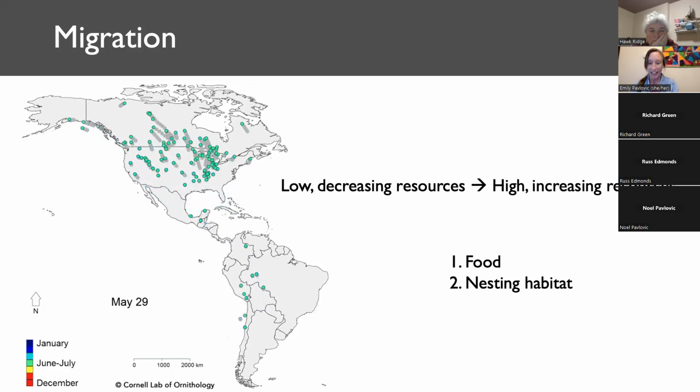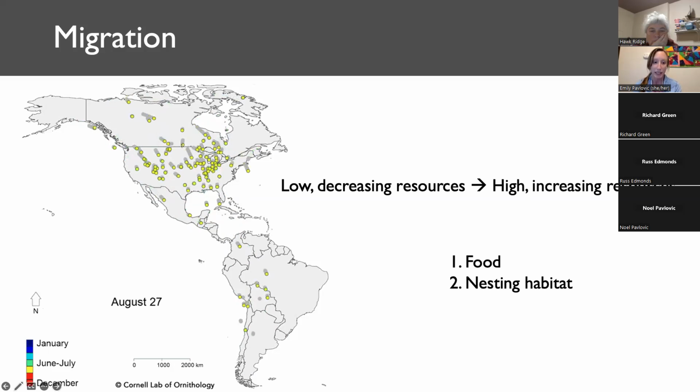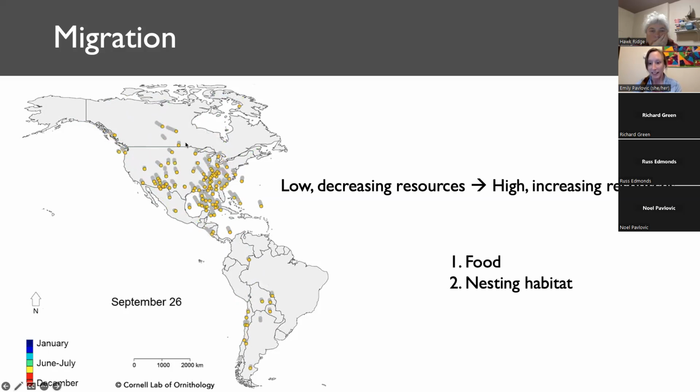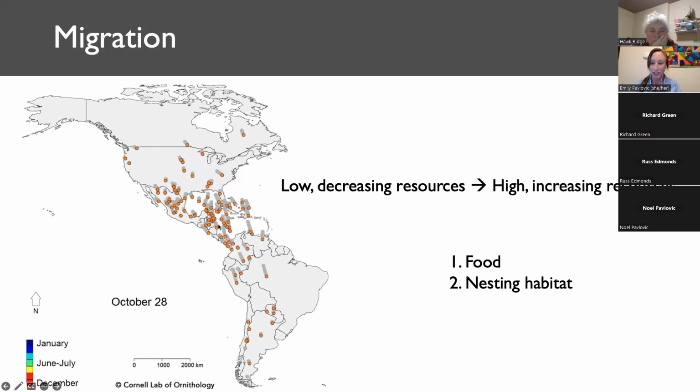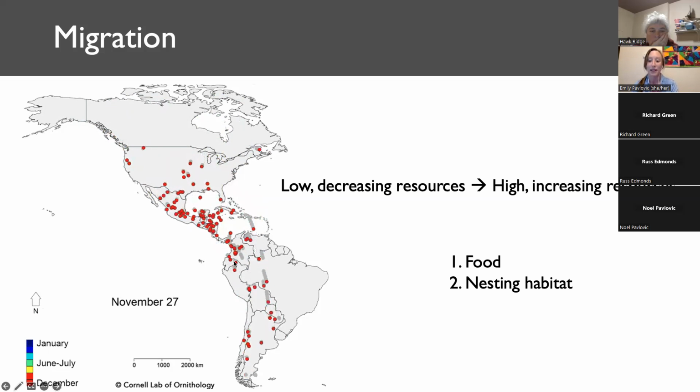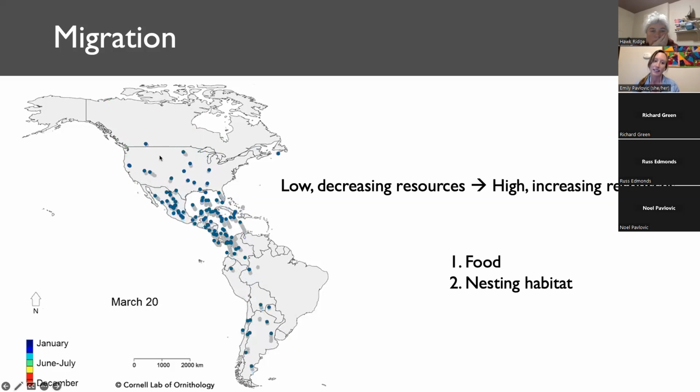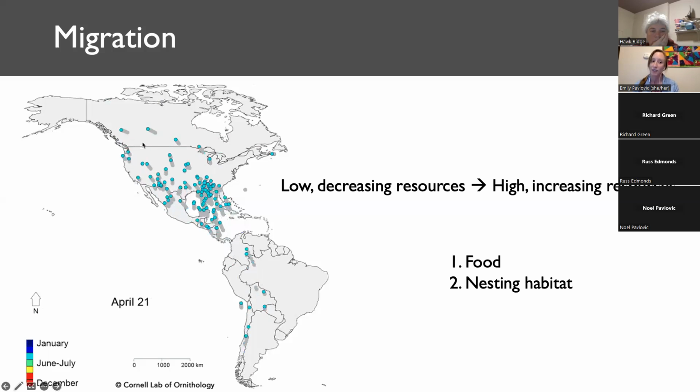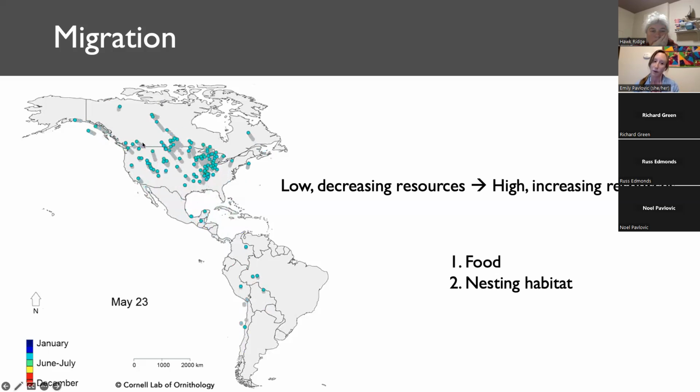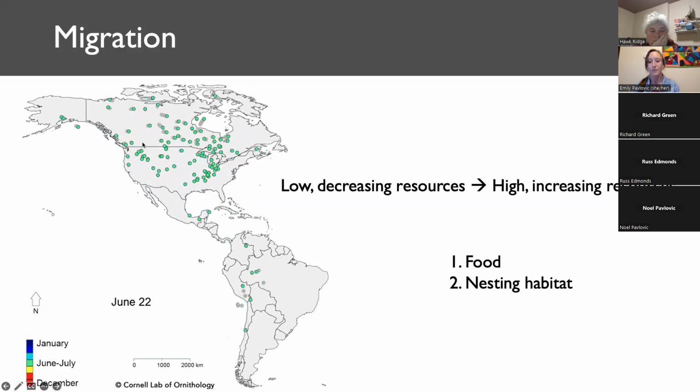habitat. For example, here in the Northern Hemisphere, in the fall, birds leave their breeding grounds in the north and move usually south to areas with higher food resources. And then when it's time for the next breeding season, migrants head north towards regions that have more opportunities for nesting habitat, as well as increasing resources during the spring and summer months in terms of food.